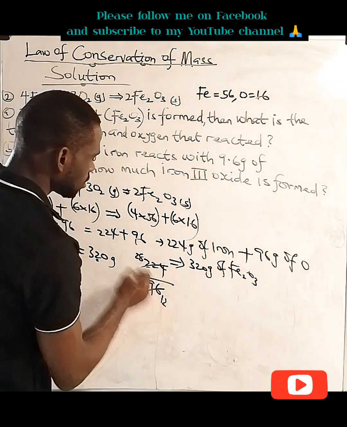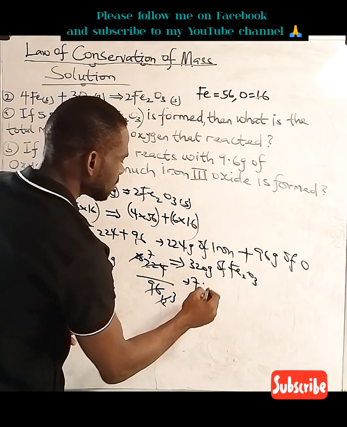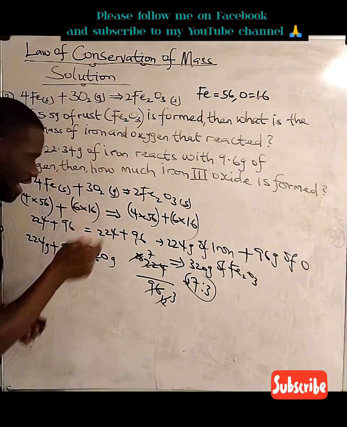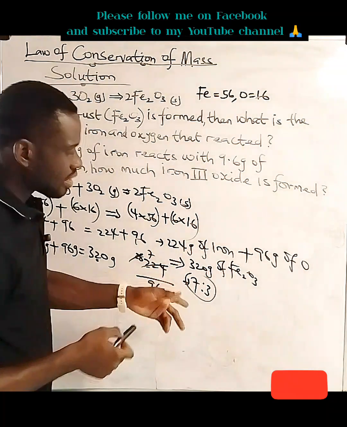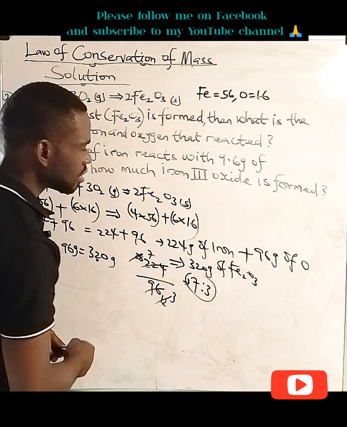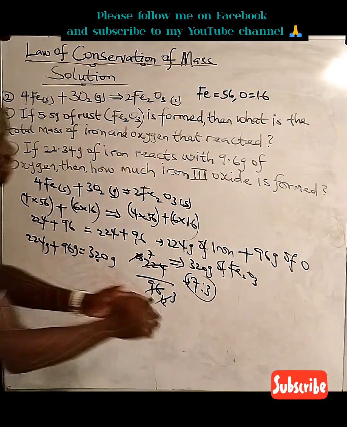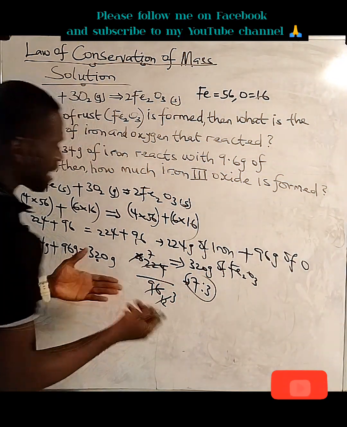8 here, 12. 4 here, 7. 4 here, 3. It means they combine in the ratio of 7 to 3. So that means you have more iron in this final rust compared to oxygen. So 7 to 3, iron to oxygen, to give us 320 gram of iron 3 oxide. So you can use the knowledge of this simple ratio to make our work very easy.